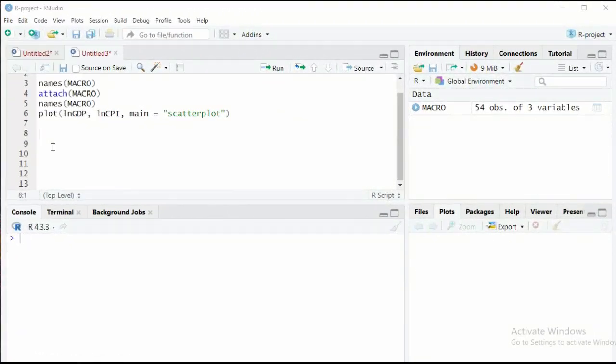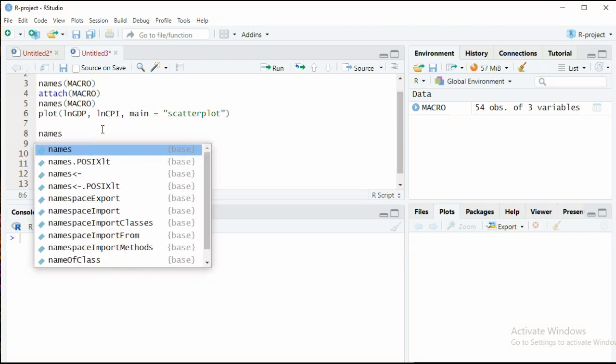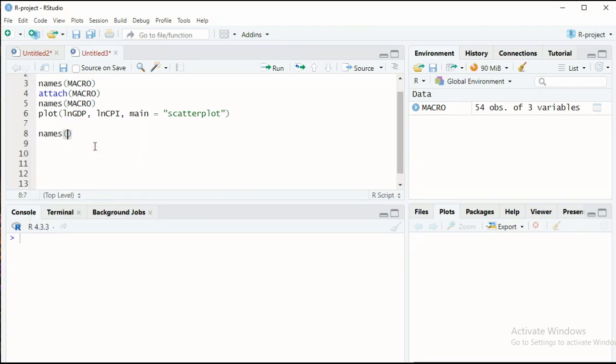Let's begin. We are using our dataset that's named macro, that you can see in the environment here. We have 44 observations of 3 variables. To list the names of the variables contained in our dataset, you may use this command, that's names. This command lists the names of the variables included in our dataset. Then within the brackets, the name of our dataset, that is macro. As you can see on the R console, we have 3 names listed from our dataset.